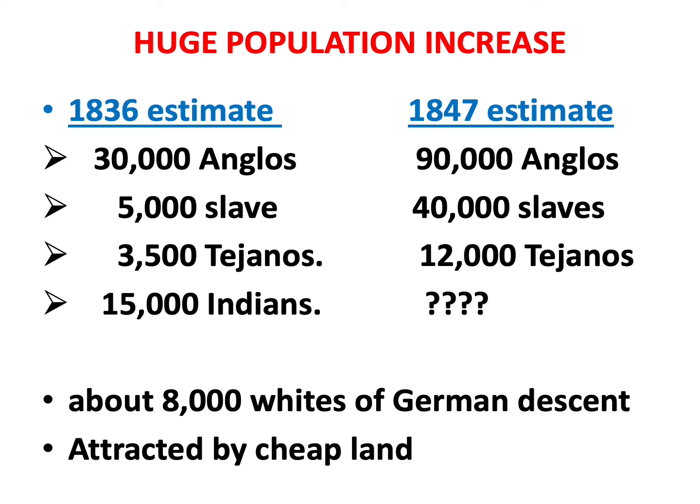Now, among the whites, there were roughly 8,000 of German descent, as many people from Germany came to central Texas, and we'll look at that in the next lecture. And the main attraction for Texas was the very cheap land. People coming from Germany, it was very cheap. People coming from other parts of the United States, it was cheap and available.